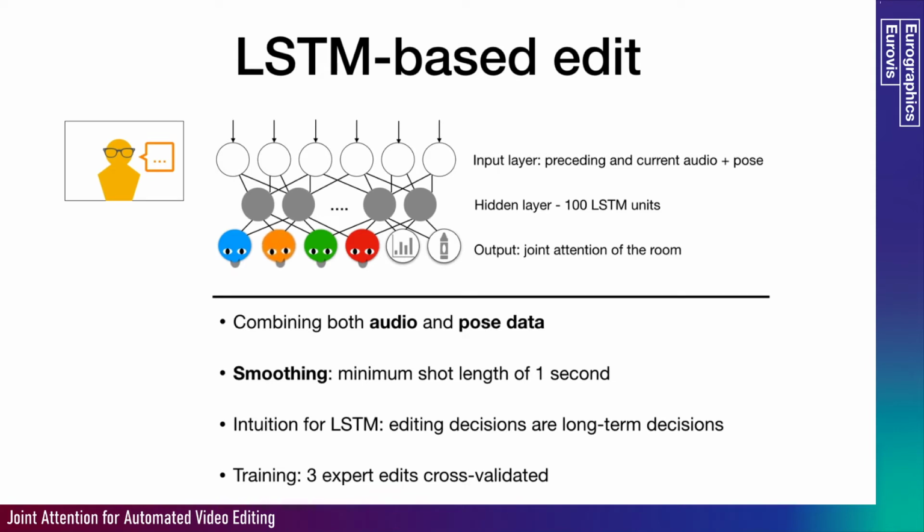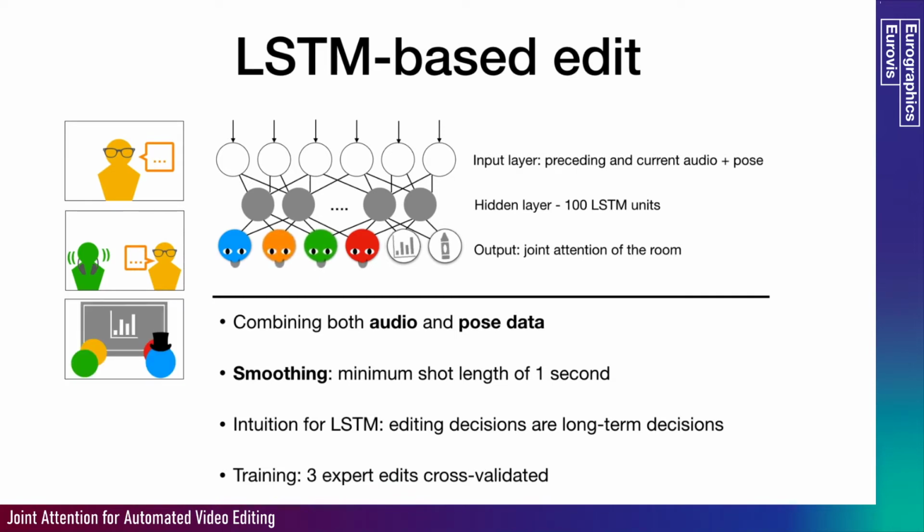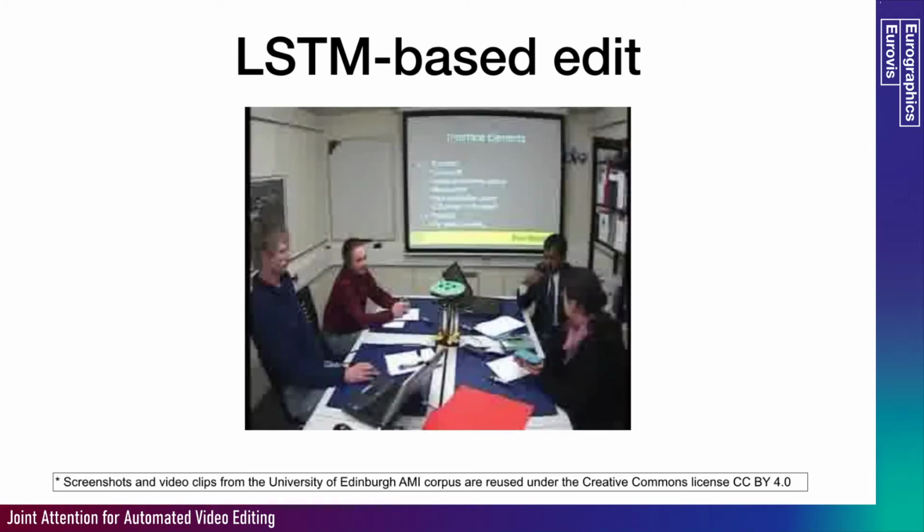The final approach we implemented is a long short-term memory neural network. We take as input both the preceding and current audio and pose data, and train the neural network to output the score of the joint attention of each item or participant in the room. And so the intuition for the LSTM is that it can model long-term decisions across multiple frames. There is no smoothing involved here, so the minimum shot length is 1 second, and the neural network was trained on 2 expert edits at any time and tested on 1 and cross-validated 3 times. So here's an example of the LSTM-based edit.